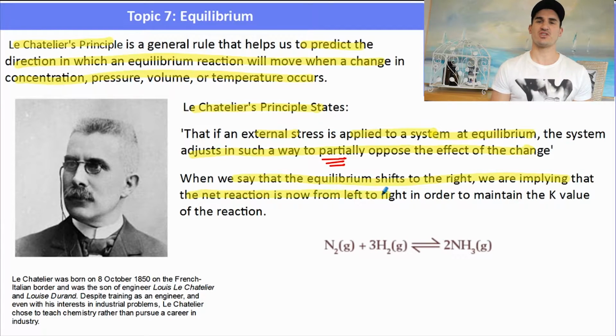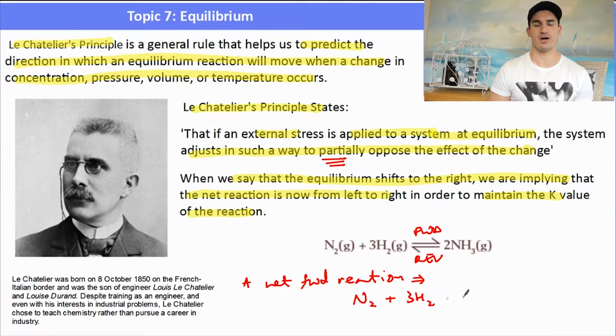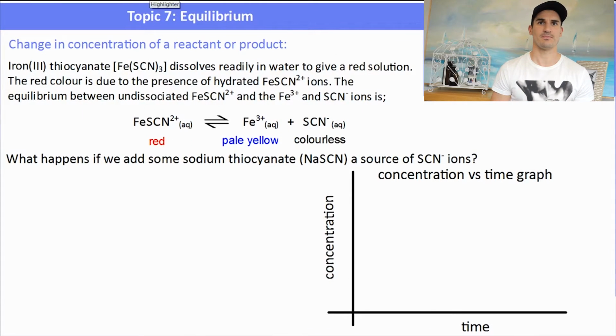When we say that the system shifts to the right, we're implying that a forward reaction will occur. So we're reading the equation from left to right. So if it shifts to the right, that means it's a forward reaction. If it shifts to the left, that means it's a reverse reaction. Now we can also describe this as a net forward reaction or a net reverse reaction, and either of those terms will be fine. If we were talking about a net forward reaction in this reaction, we would be saying that N2 reacts with H2 to form NH3. And when we stress that it's a net forward reaction, we don't need the double-headed arrows anymore. We're saying it's moving in that direction.